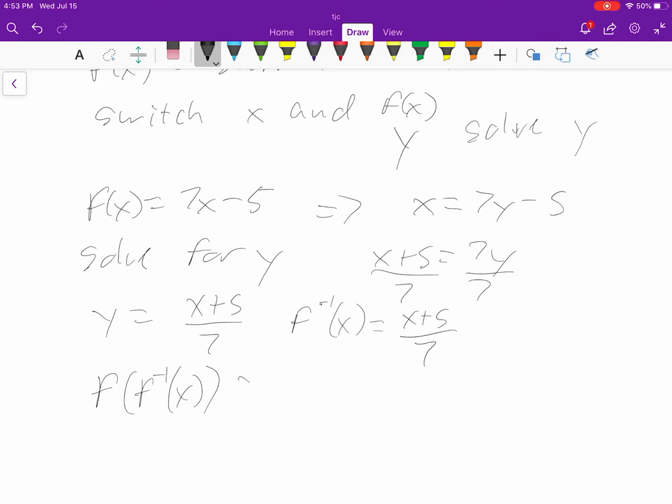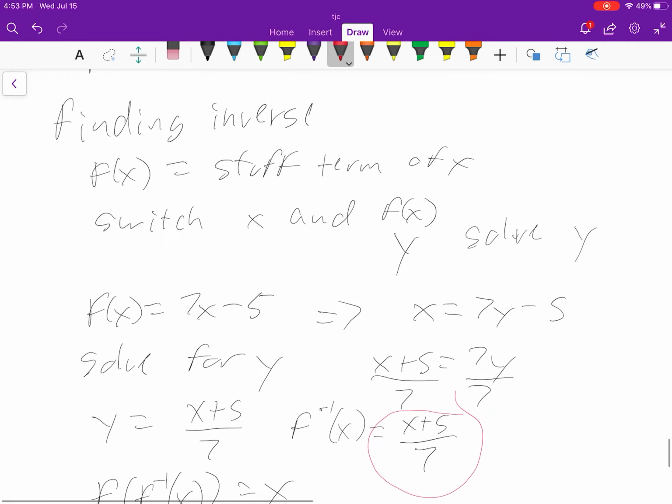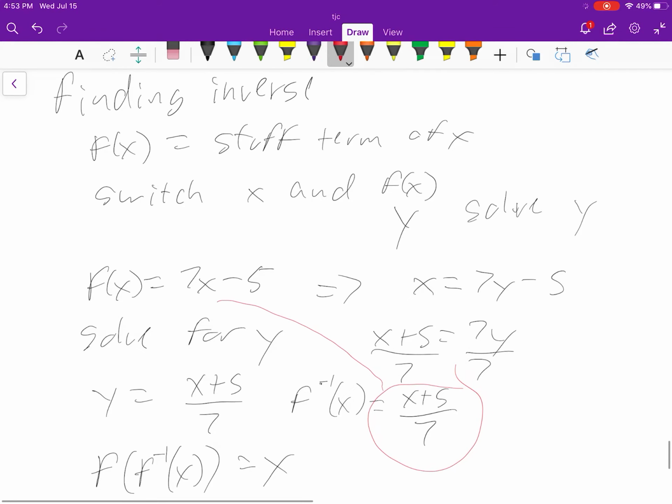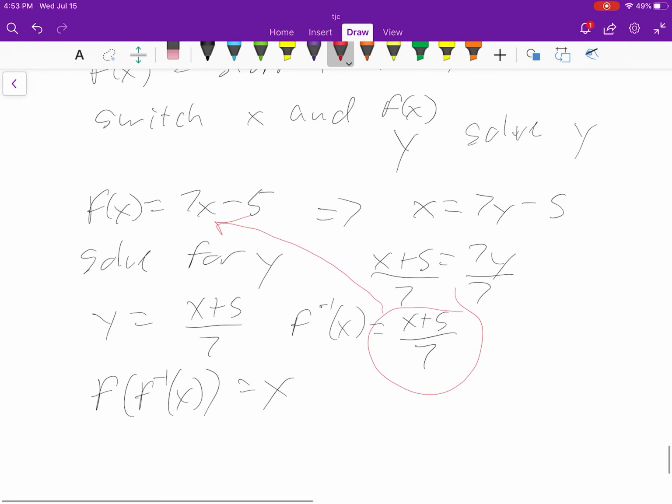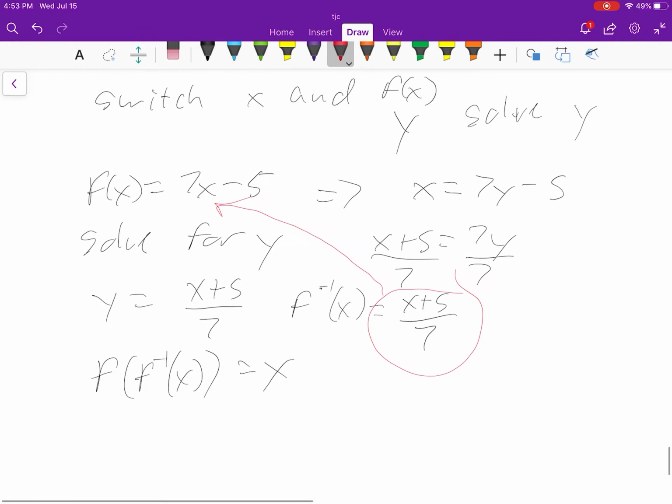Remember, the definition of an inverse is f of f inverse of x equals x, right? And vice versa, both directions. Well, let's plug f inverse into the original function. So if we plug this guy here into this here, let's see if we get x. So now you plug them in. So you got 7, and then you have your x. Your x is now x plus 5 over 7, right? Because I plug that into x minus 5.